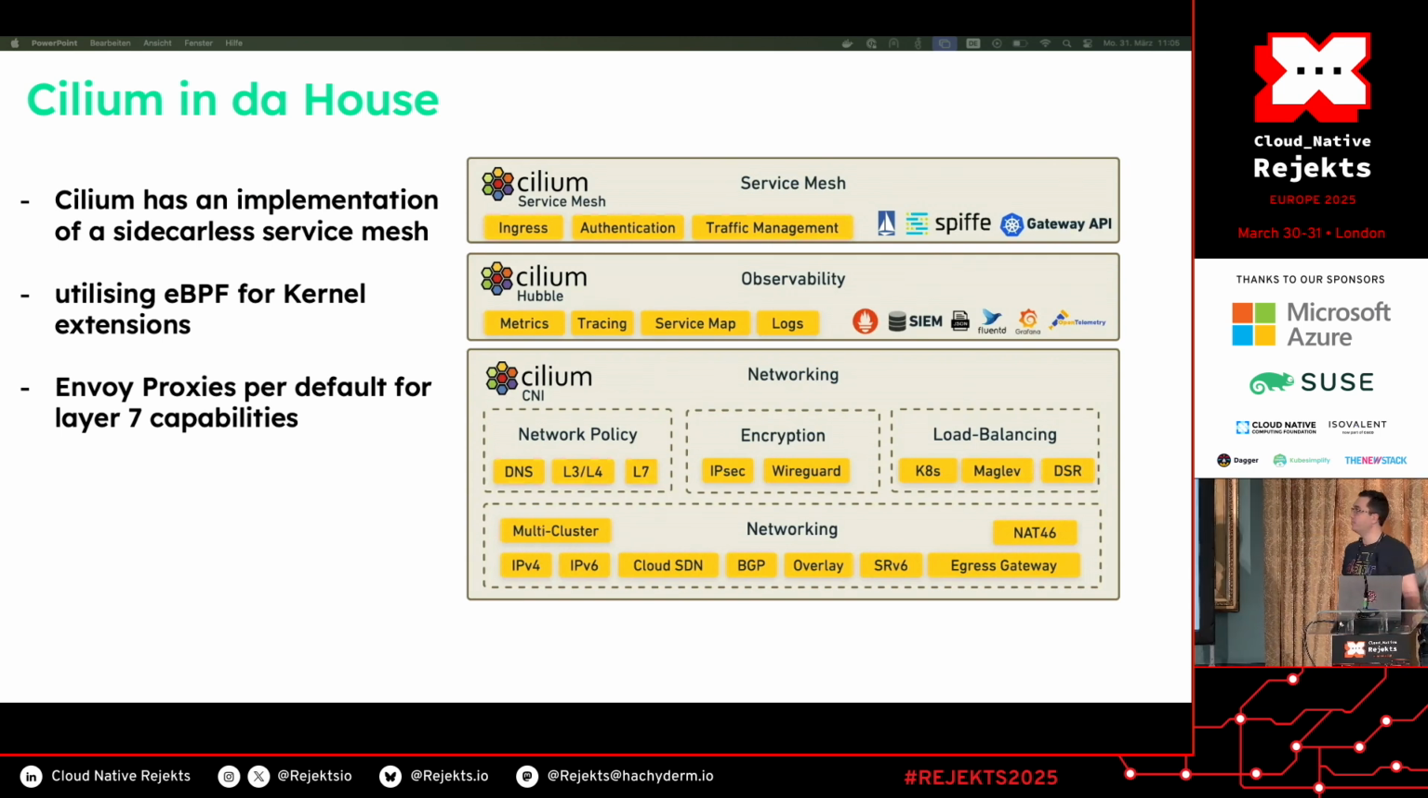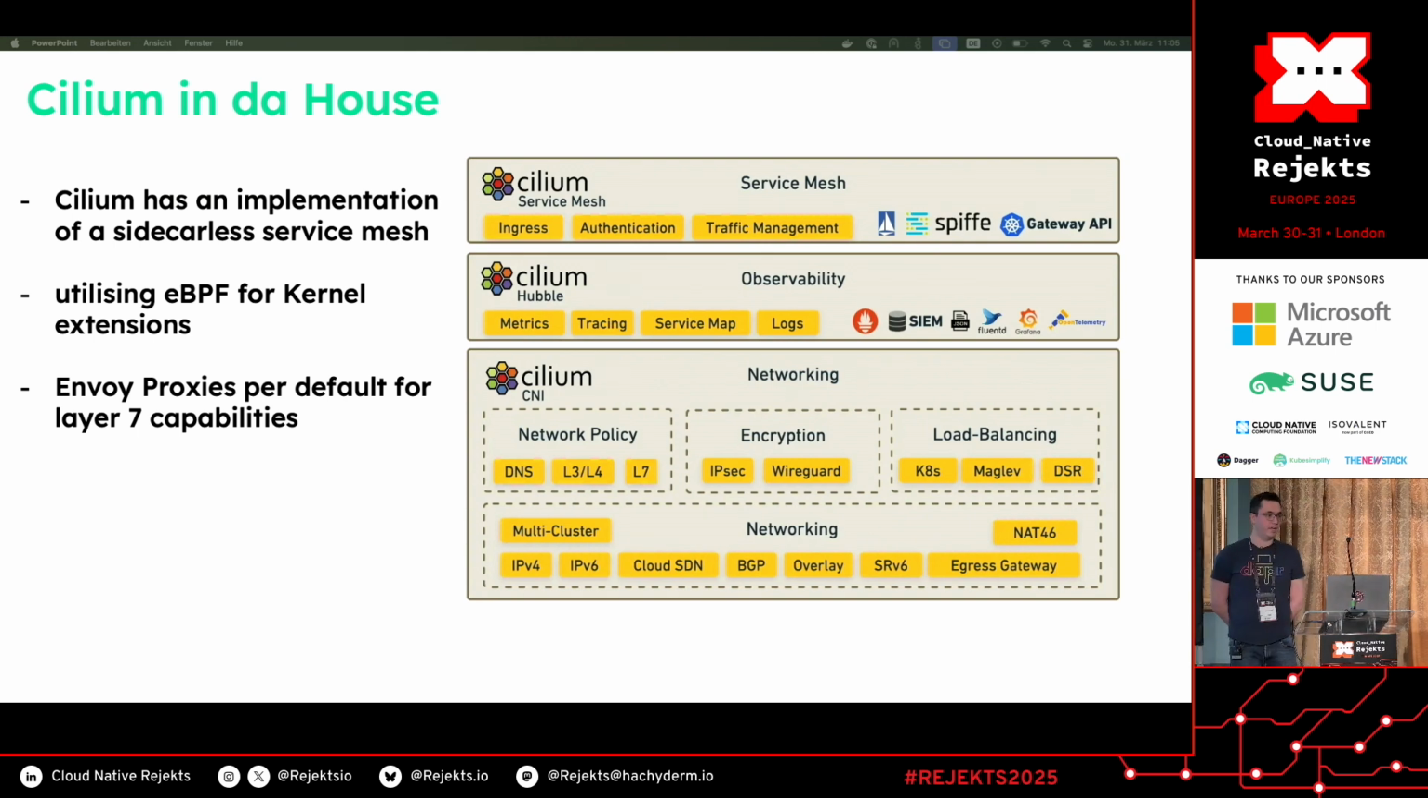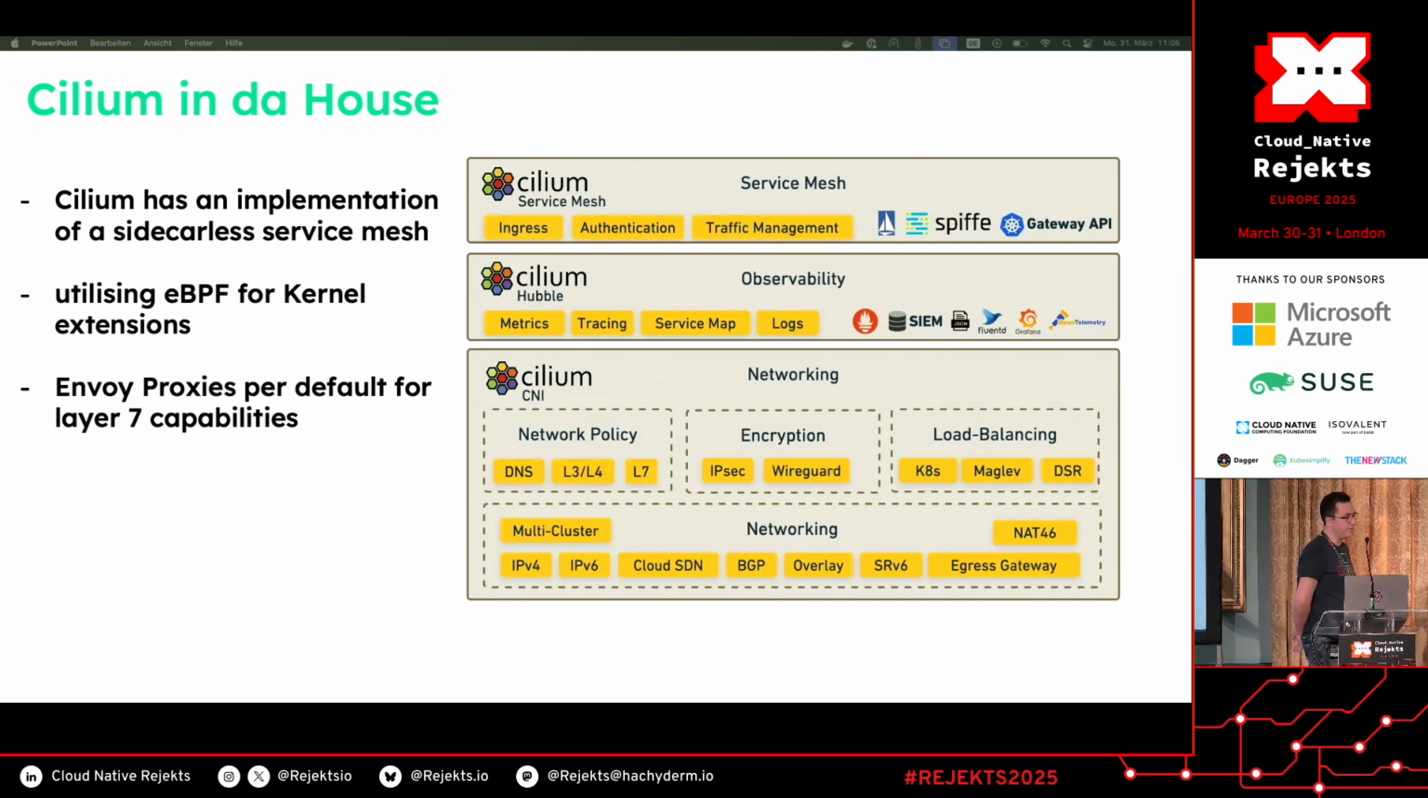Cilium by itself has an implementation of a service mesh, no surprise here. And what they did very early is build a sidecar-less service mesh. Back in the days with traditional Istio, Linkerd, whatever, it was everything about the sidecar. And as Alice said already, the sidecar train is coming to an end, at least for now, potentially, who knows. They started super early on providing this sidecar-less service mesh experience. They do this because they use eBPF for kernel extension in the user space. We heard about it, I think, twice today already, so there is a reason for it.